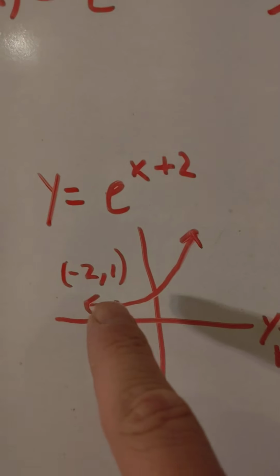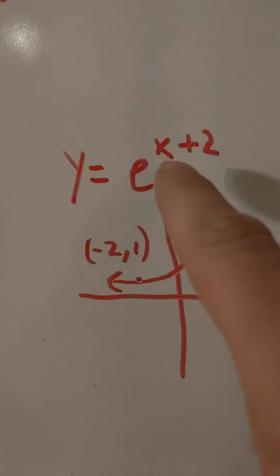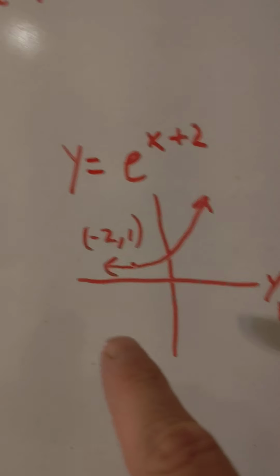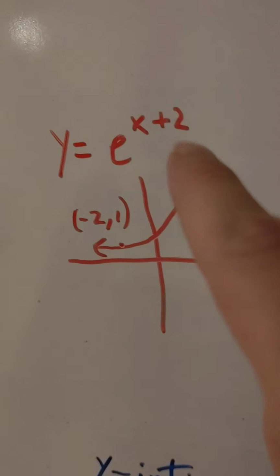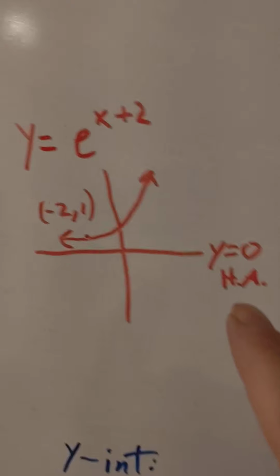I could do a spot check on that. If I let x equal negative 2, do I get the output of 1? Does y equal 1? What's negative 2 plus 2? 0. What's e to the 0? 1. Horizontal shifts do not affect horizontal asymptotes. So y equals 0 is still the horizontal asymptote.